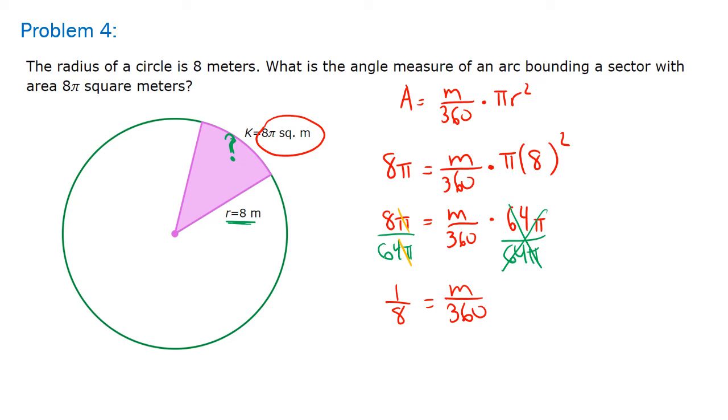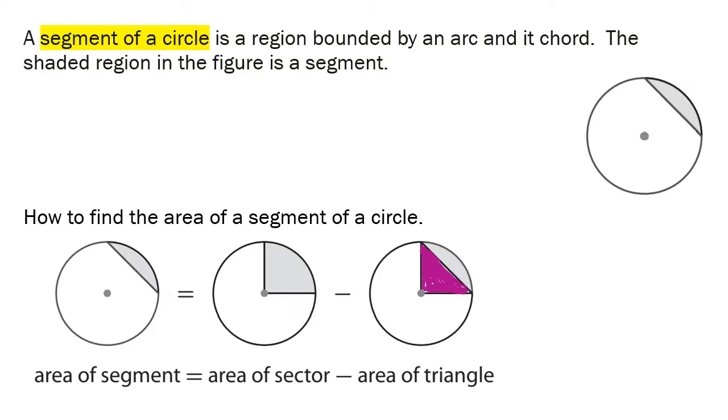Now you can use cross multiplying to solve for m. So 8 times m is 8m. 1 times 360 is 360. Divide both sides by 8, and you learn that m will be 45 degrees. So that means this arc measure is 45 degrees, the central angle measure is 45 degrees. You now know that angle measure.